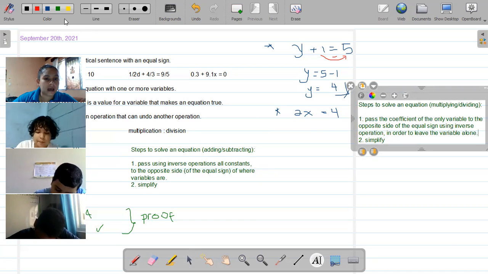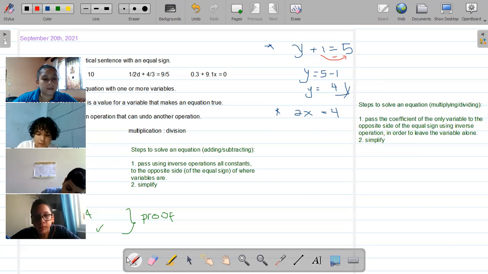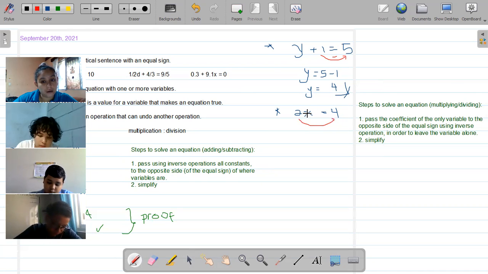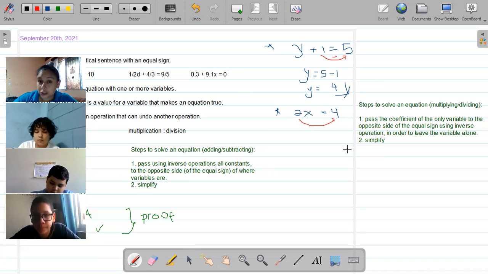So the 2 times the x, we're going to pass it to the opposite side to leave the variable alone. The variable is at the left, so we're passing the number, the coefficient, to the right. The 2 is multiplying. How do I know? Because there's no sign between the number and the variable. So it will go with an inverse operation. And what's the inverse operation? Division.